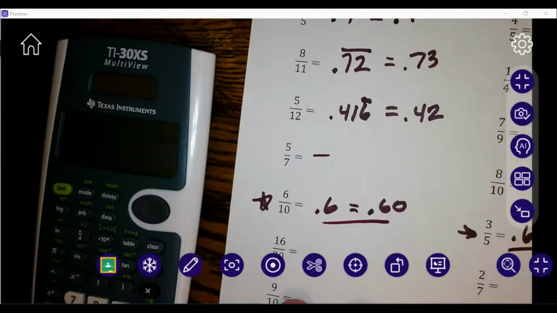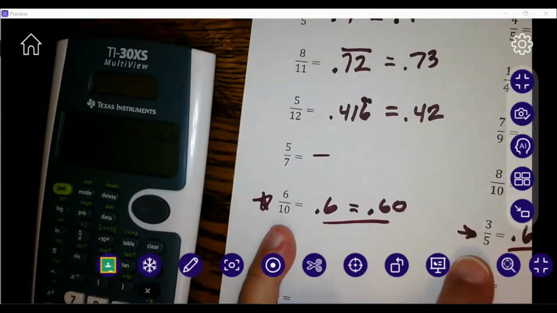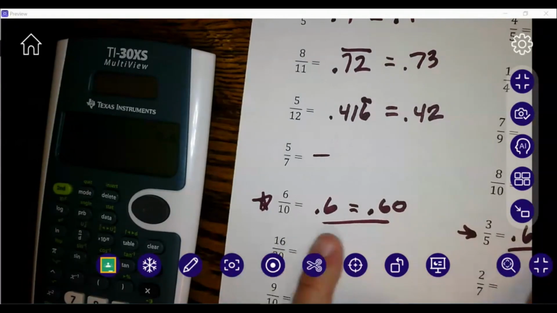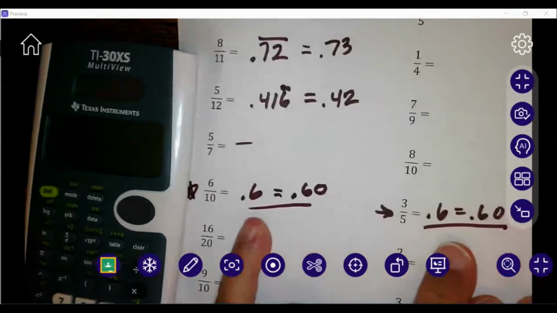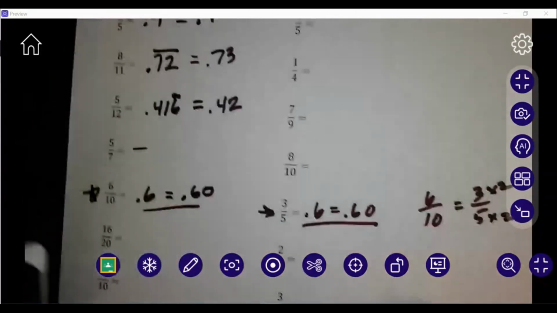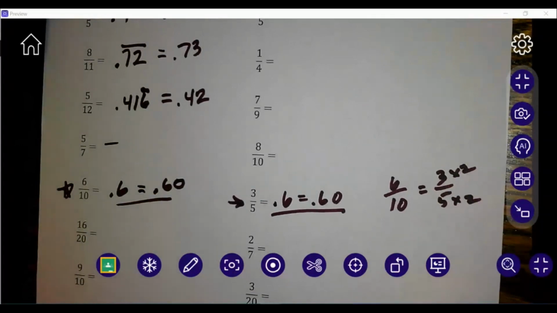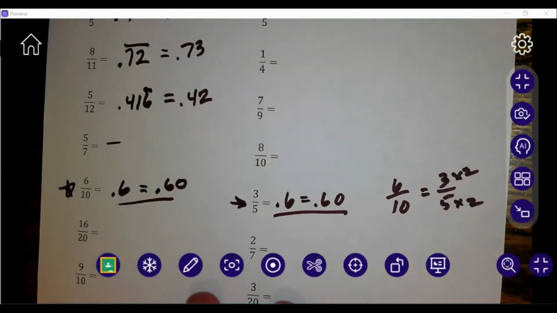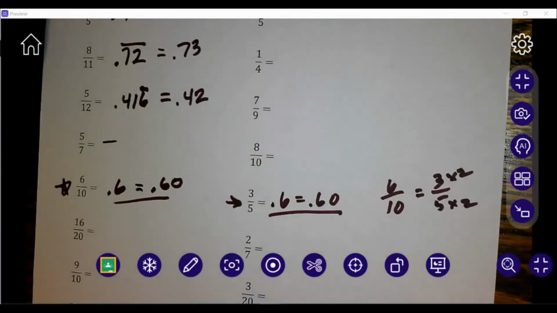Same answer. Well, the reason is 6/10 is 3/5. If you take the 3 and multiply it by 2 and take the 5 and multiply it by 2, you get 6/10. 6/10 reduces to 3/5. So the decimal values are going to be equivalent. Okay, the decimal values are equivalent because the fractions are equivalent. So it's important for you to understand that if the fractions are the same, the decimal amounts are going to be the same as well.